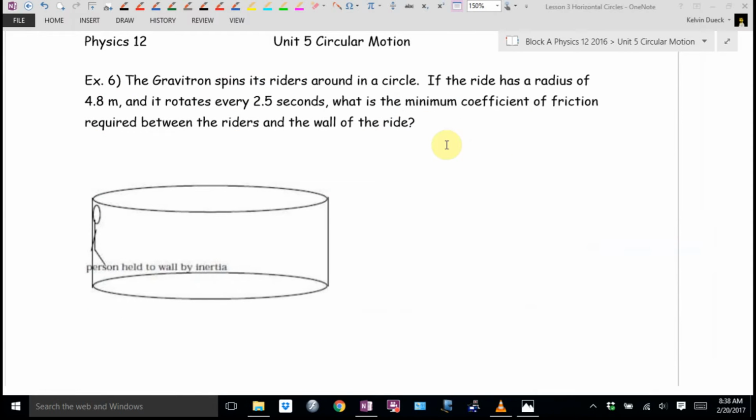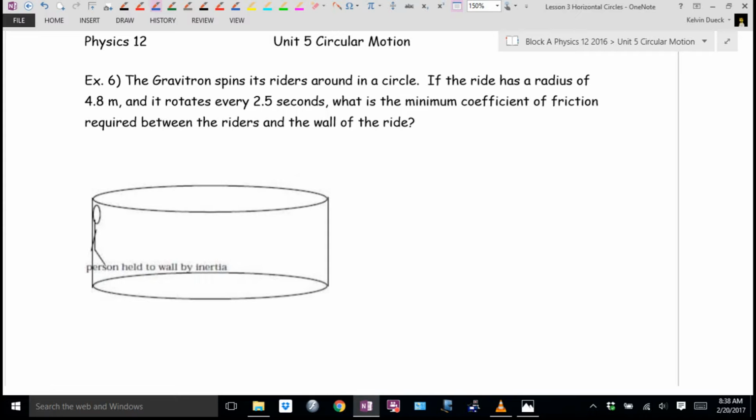So the Gravitron is a ride. It spins its riders around in a circle, and then usually the floor drops away. If the ride has a radius of 4.8 meters and it rotates every 2.5 seconds, what's the minimum coefficient of friction required between the riders and the wall of the circle? What's this question want me to find? What's mu? I don't know. What's mu with you?